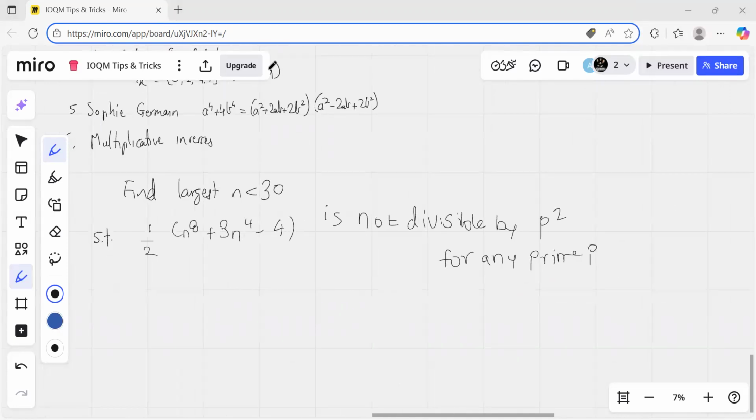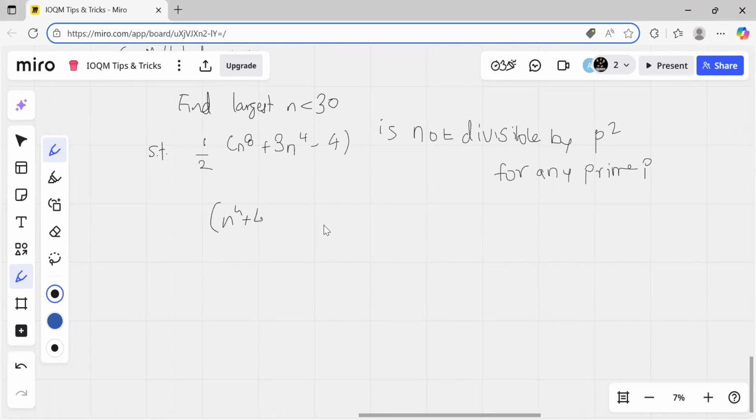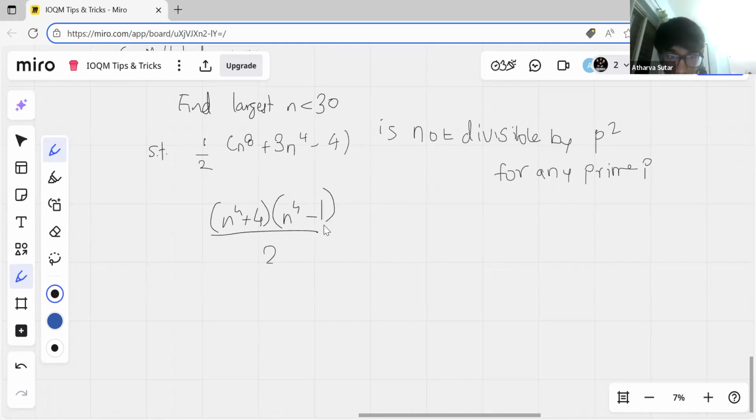Can't we just factorize it, unless I'm hallucinating? Do we try to factorize it? Yeah, obviously. So how does the factorization go? Can anyone just say it? n to the power 4 plus 4 times n to the power 4 minus 1. Yeah, and keep going. Okay, you can probably factorize this a bit more.